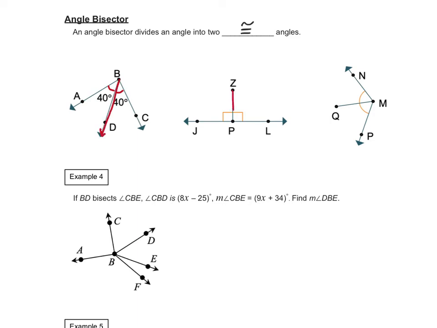Here my angle bisector is going to be segment ZP because I have 90 degrees over here, I have 90 degrees over here, so it bisected angle JPL. And right here we don't have any measurements in this example. However, I can see that I have a large angle. The whole angle is NMP right here, and it is being bisected or cut in half by QM because MNQ and QMP are going to be equal. So there is my bisector there, cutting those in half.